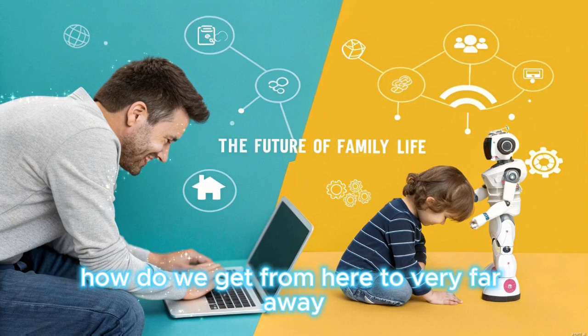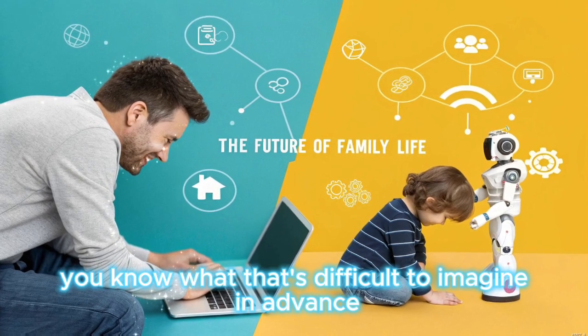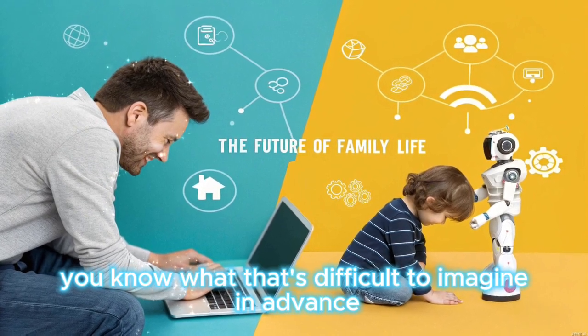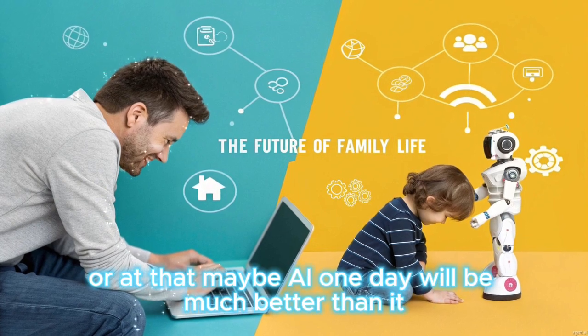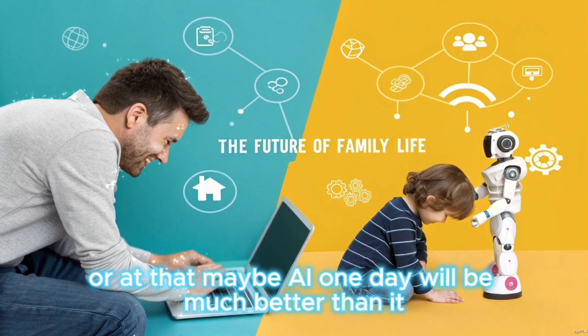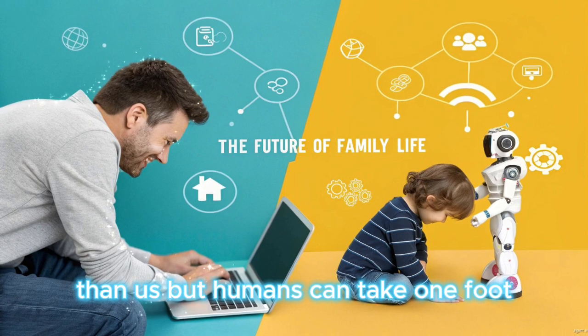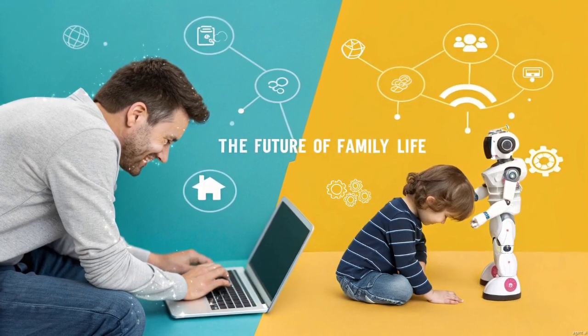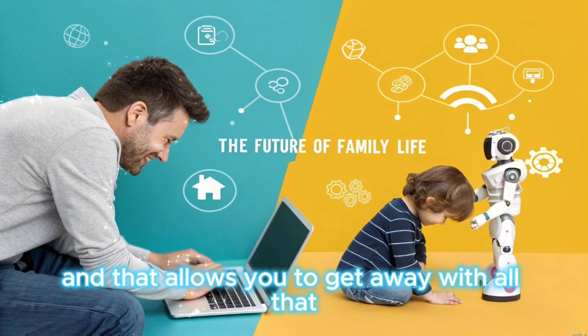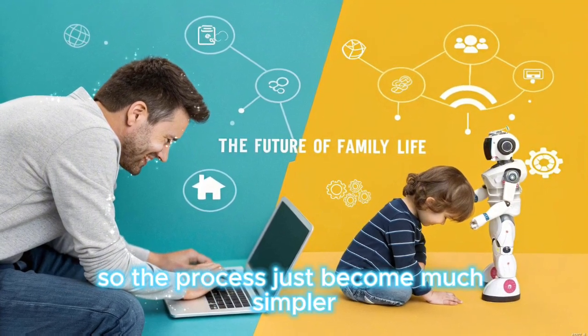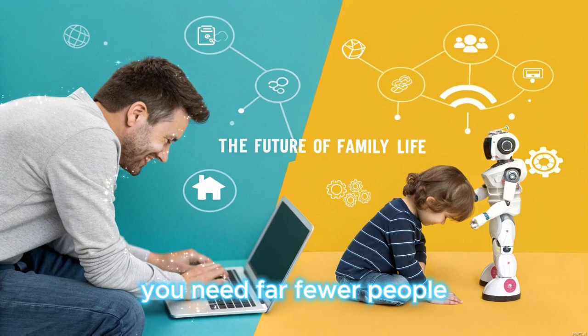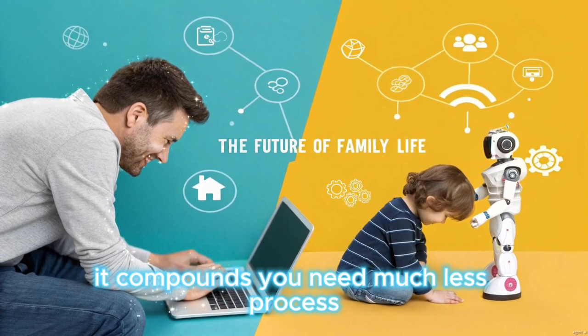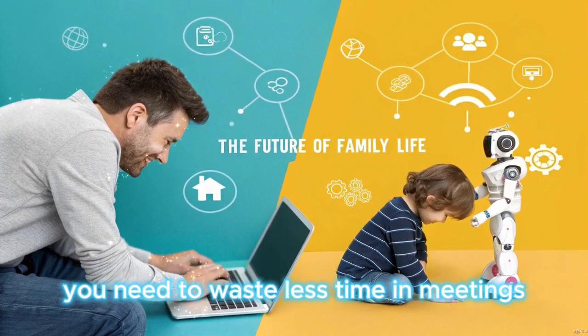How do we get from here to very far away? That's difficult to imagine in advance, because humans are very poor at that. Maybe AI one day will be much better than us, but humans can put one foot in front of each other. That's not that hard. And that allows you to get away with all that sophistication. So the process just becomes much simpler. You need far fewer people. It compounds. You need much less process. You need to waste less time in meetings.